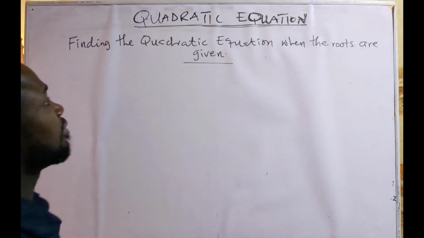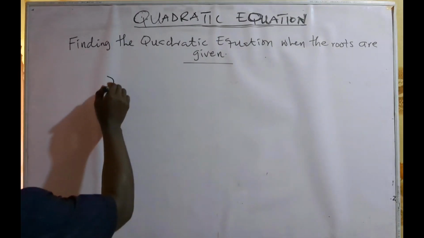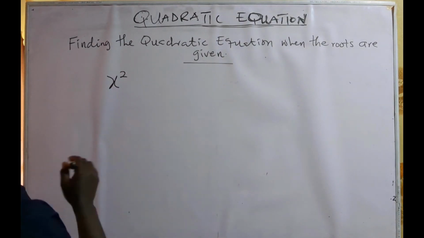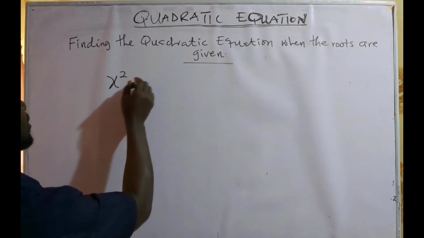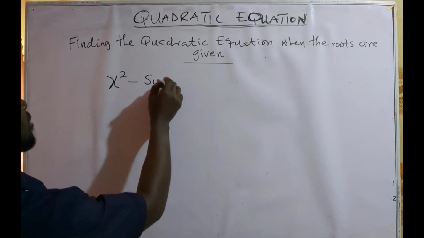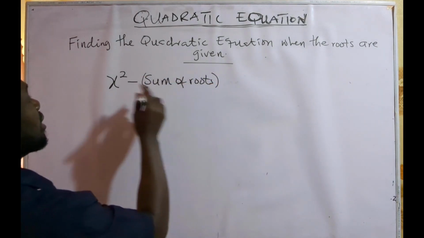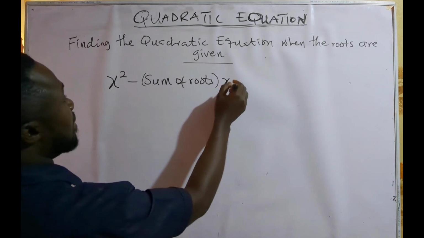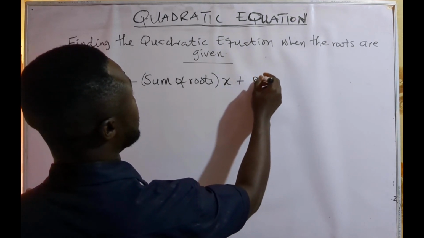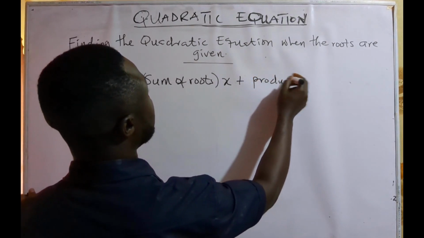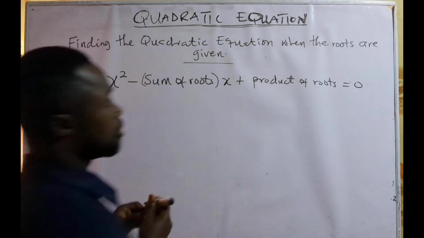Yes. So when you are given the roots, this is how a quadratic equation can be obtained. When the coefficient of x squared is 1, the coefficient of x is minus the sum of the roots. Then when you want to get the constant, it is what? The product of the roots, and then it will be equal to 0.